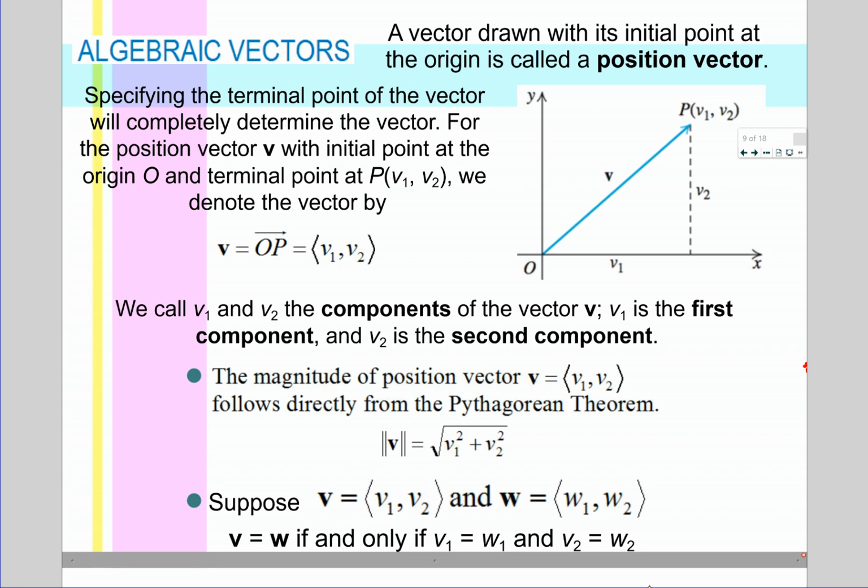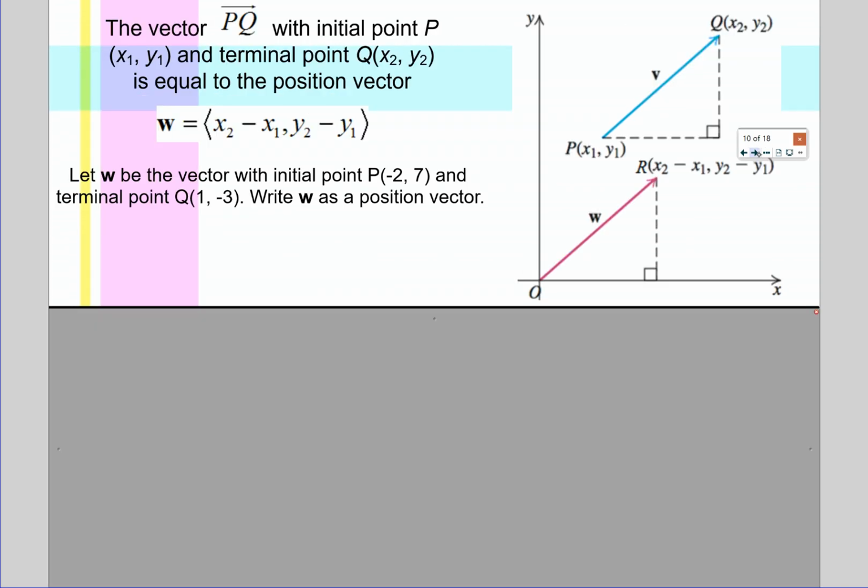So V1 is my x, first component. V2 is my y, second component. Square it, add it together, take the square root, and it gives me the length of what we see as a hypotenuse here, but it's really our vector. So the magnitude formula is not a new formula. It's just applying to our vectors now.